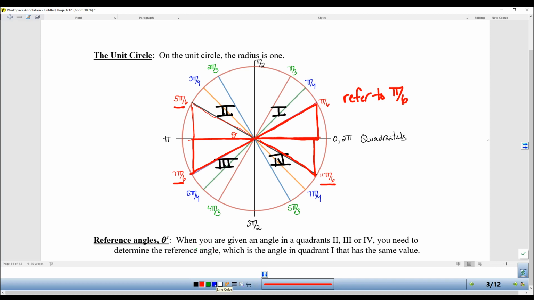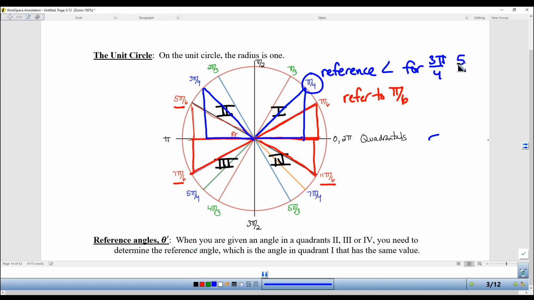And the same will be true with every other one. Pi fourths has a very specific set of opposite, adjacent, and hypotenuse. And those ratios are exactly the same ones for, you might not want to draw all this all over yours. This is just to help you understand it. But you see how the triangle created by 3 pi/4 looks the same as the one created by pi/4. So this is the reference angle for 3 pi/4, 5 pi/4, and 7 pi/4.